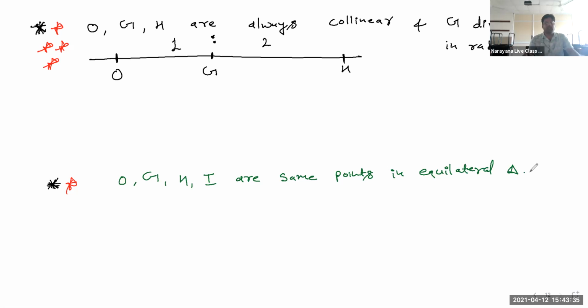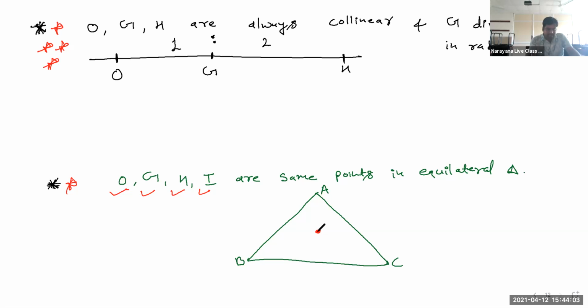So in an equilateral triangle, all these 4 points coincide. If you take an equilateral triangle and say G is here, then the same point G is also H. The same point H is also I, and the same point is also O. So this same point is everything. Every point you can say O, G, H, and I. All the 4 points coincide with this point. So all the 4 points are at the same place. Got it? This is possible only in an equilateral triangle.